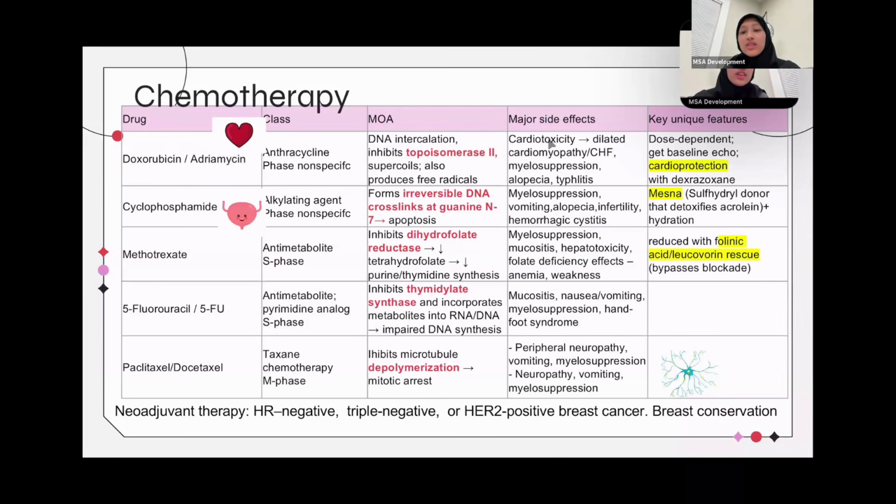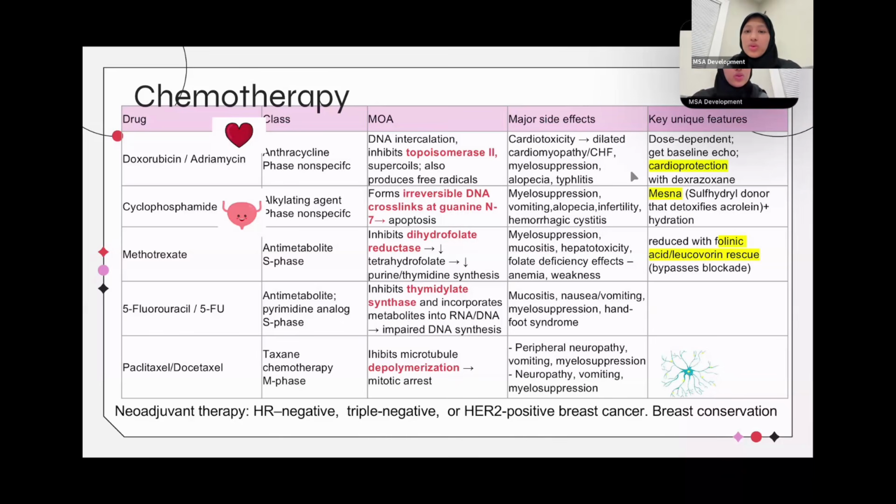It can cause cardiotoxicity, like severe dilated cardiomyopathy. Myelosuppression is everywhere. Alopecia is everywhere. Typhlitis is inflammation of the cecum in the large intestine. I don't know how that is caused, but it's very rare and very deadly if that happens. So that is important. So cardiotoxic, ruby, right, and cecum.